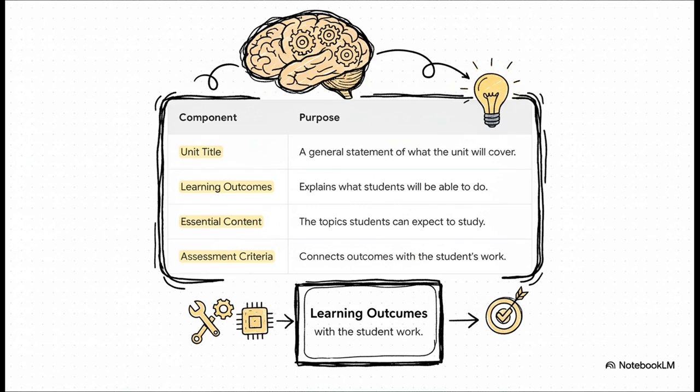You've got the title, which is the big picture summary. The essential content tells you what you'll be studying. The assessment criteria lays out exactly how you're graded. But the part I really want you to focus on is the learning outcomes. This isn't just about what you'll know. It's about what you'll be able to do. We're talking tangible, hands-on skills.